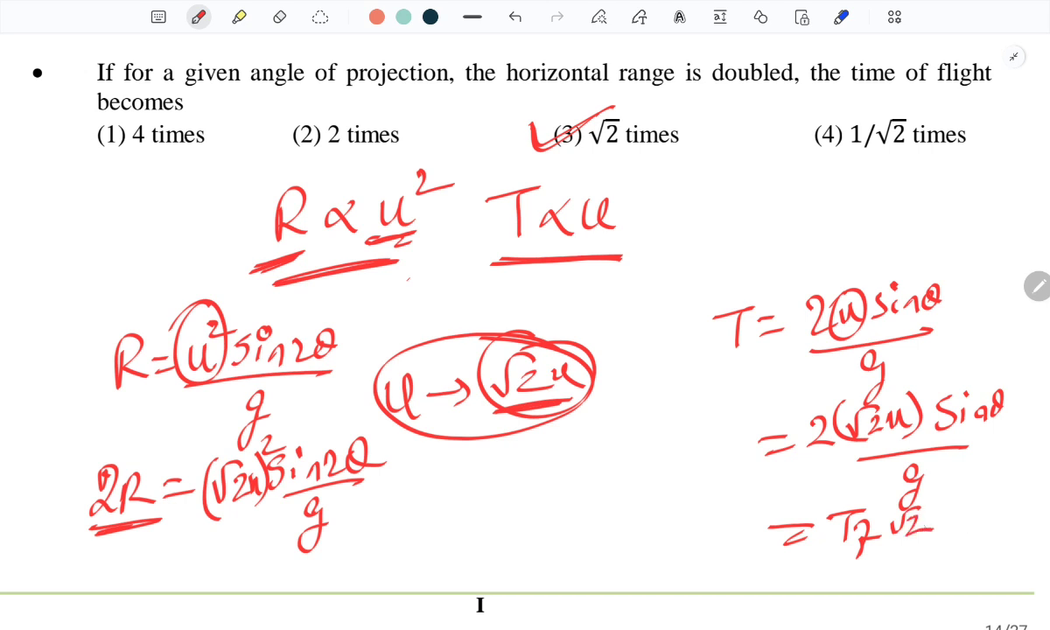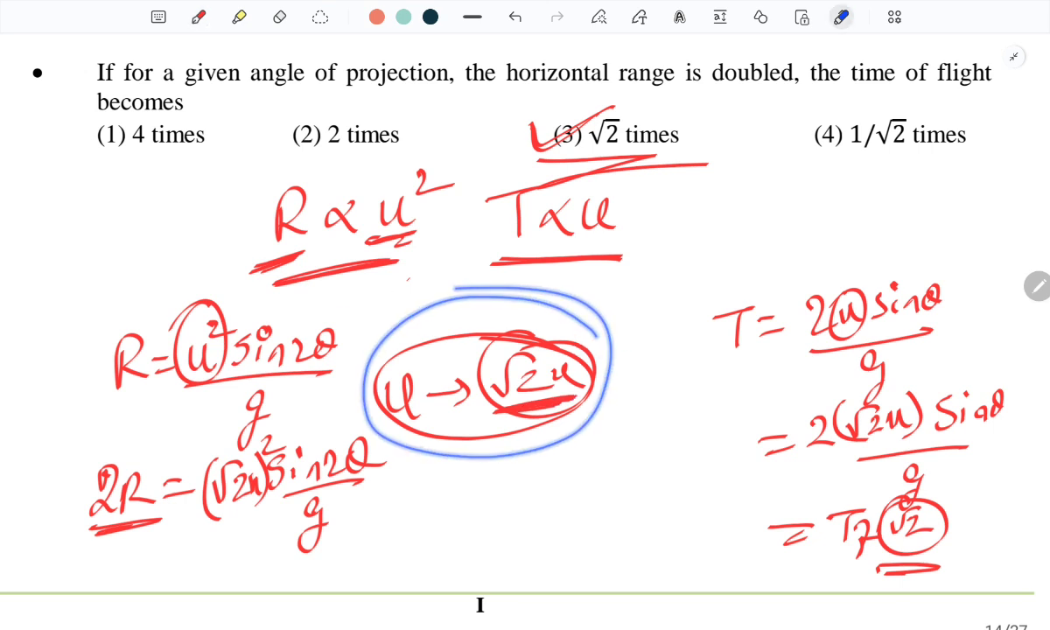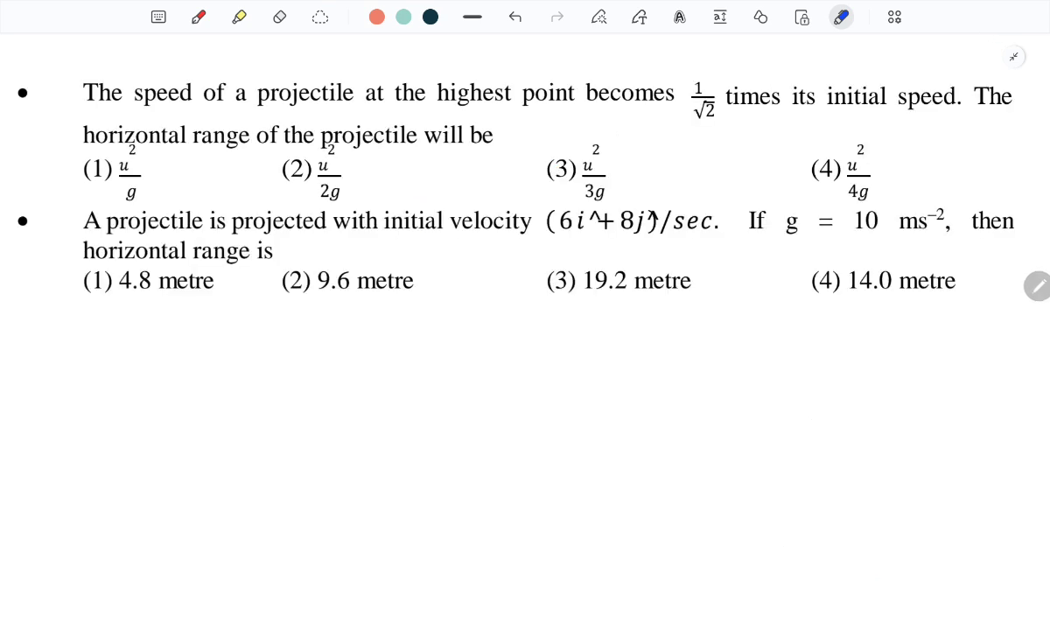What remains? √2 times. So basically √2 times it has to happen. Right here your answer became clear, actually, that u must change to √2 times u. I hope this is clear. So let us solve the next two problems which I am trying to explain.